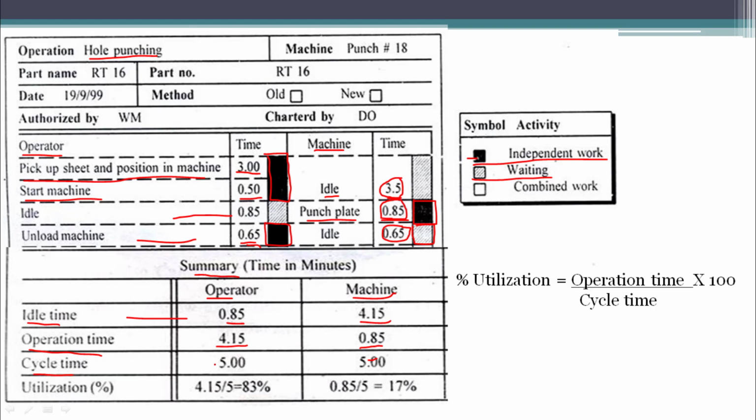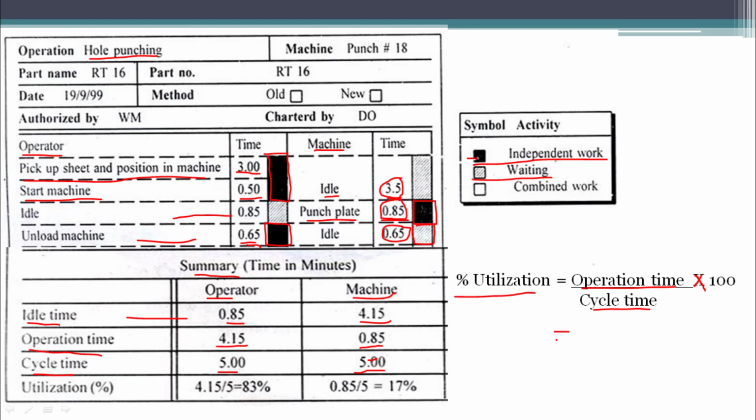Total time or cycle time is 5 minutes because this operation of hole punching will take 5 minutes. We get that from the summation of all these values: 3.5, 0.85 and 0.65. That is the time taken by machine and worker simultaneously. Now we need to find percentage utilization from this data. The equation of percentage utilization is operation time divided by cycle time, into 100. We need to find utilization in percentage, so we multiply by 100.